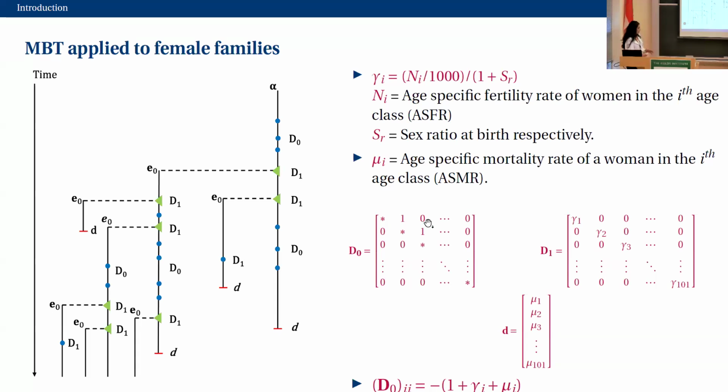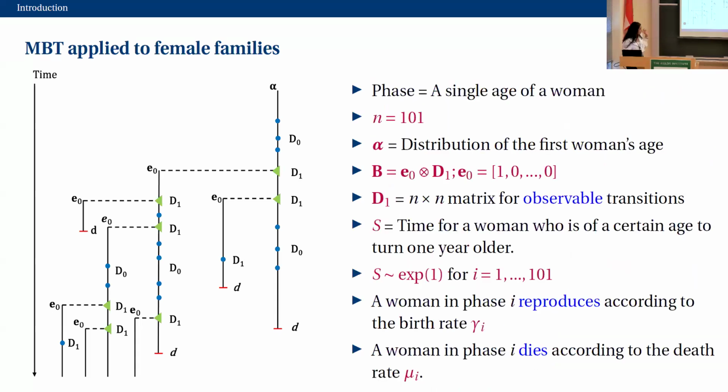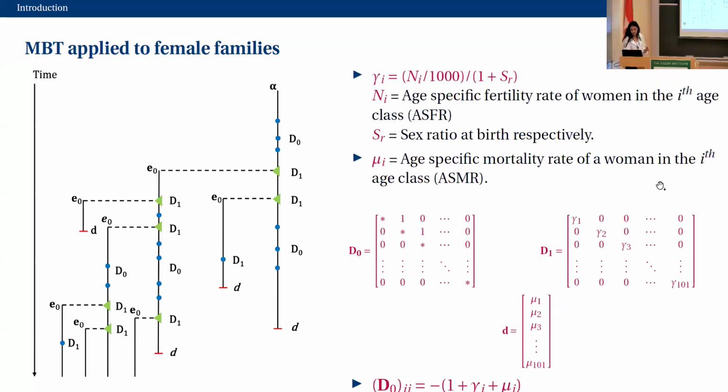First, we have the D0 matrix, which is a matrix where you have 1 in all superdiagonal entries. That happens because we make an important modeling assumption that the time a woman takes to move from one age class to the next is assumed to be exponentially distributed with a rate of 1. Then we have our D1 matrix, which is a diagonal matrix with all the fertility rates in the diagonal. And finally, the death rate vector, which is a vector of mortality rates.